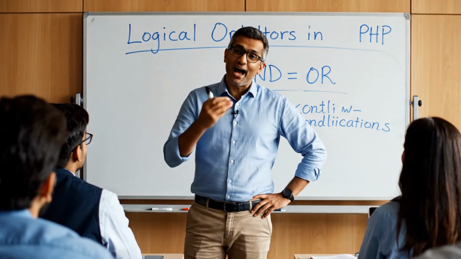If we use the logical AND operator, PHP verifies whether both conditions are true at the same time. This means that A must meet its condition and B must meet its condition for the result to be considered true. On the other hand, if we use the logical OR operator, PHP checks whether at least one of the conditions is true. This means that if either A meets its condition or B meets its condition, the entire expression becomes true.